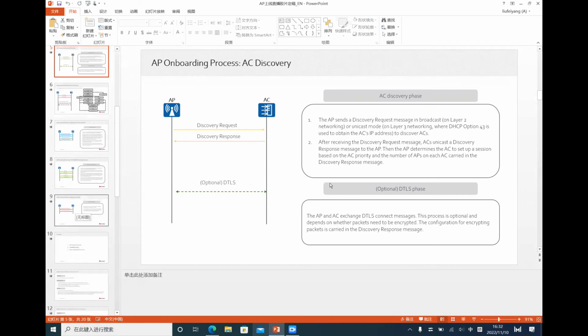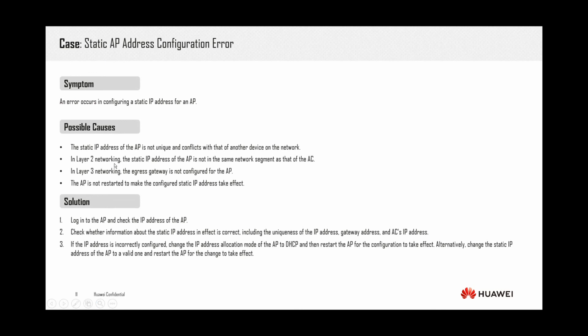So those are the possible causes. The static IP address of the AP is not unique and conflicts with that of another device on the network. Or in layer 2 networking, the static IP address of the AP is not the same network segment as that of the AC. Or in the layer 3 networking, the egress gateway is not configured for the AP, or the AP is not restarted to make the configured static IP address take effect. That's the possible causes, and we can also review how to solve this problem together.